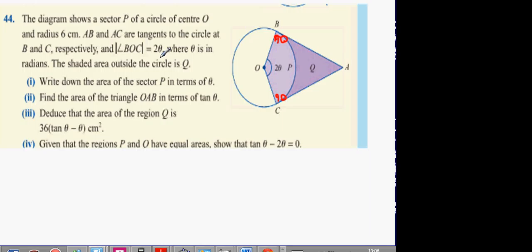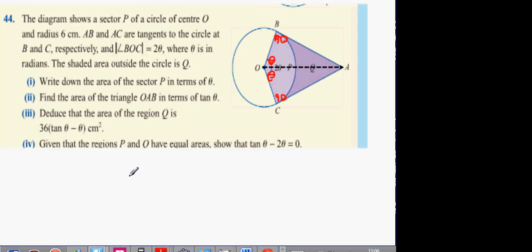Okay, now there's a rule about this. The rule is if I join this one to this one here, it cuts that angle in half. So therefore this is going to be angle theta, and this one here is also angle theta. Perfect. Okay, write down the area of the sector P in terms of theta.